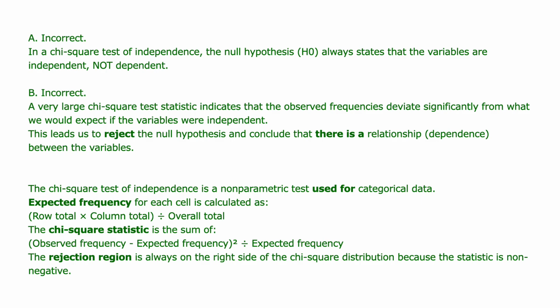Option A is wrong because H0 always states independence, not dependence. Option C is wrong because a large chi-square statistic means strong evidence of a relationship, not no relationship. The chi-square test is non-parametric, uses categorical data, and the rejection region is always on the right tail.